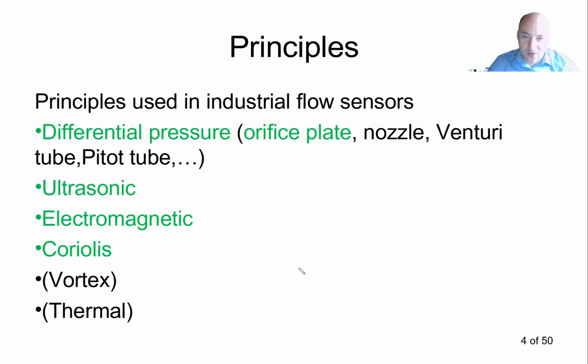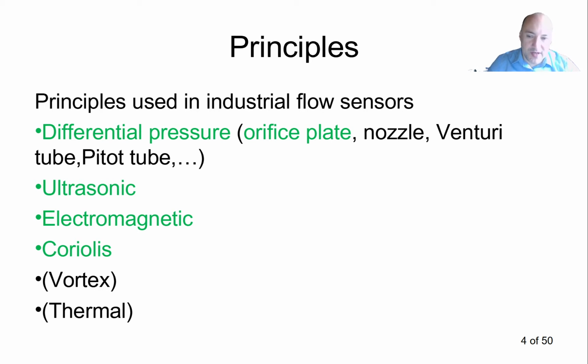So let's take a look at what principles we can actually use to measure flow in industrial systems. Now the list that you see here is definitely not a complete list of principles that you can find in flow meters. This is only a selection. And out of this list we will again be discussing only a subsection. Those are the flow meters that are shown in green.